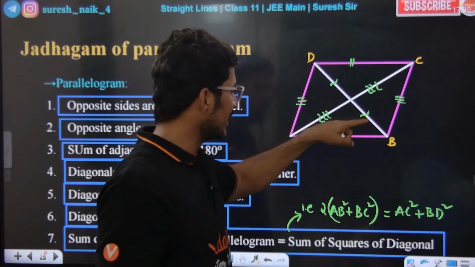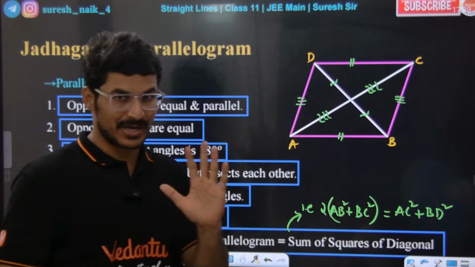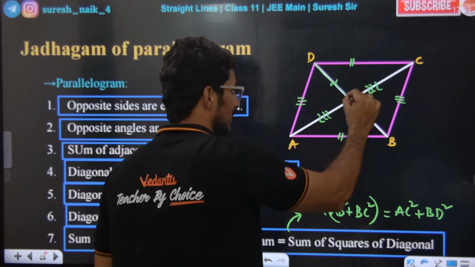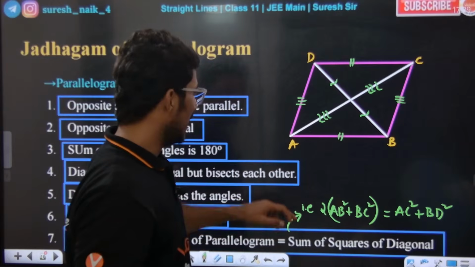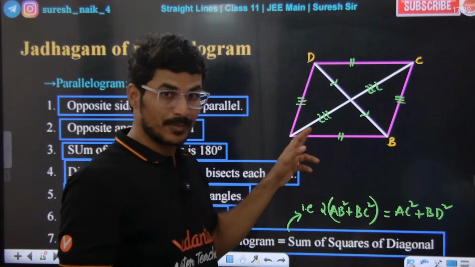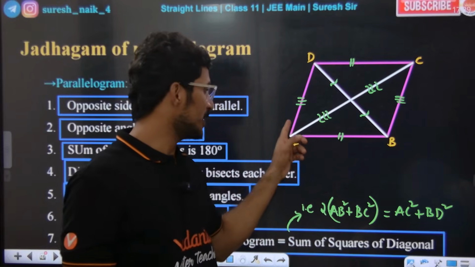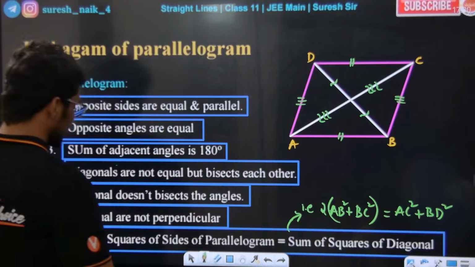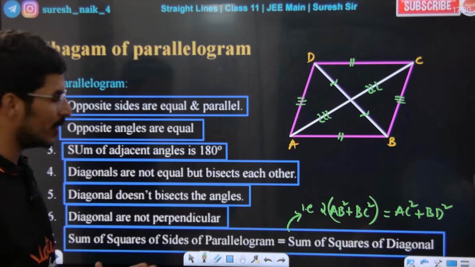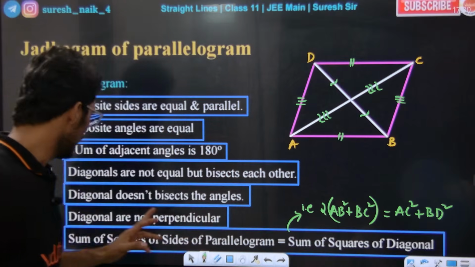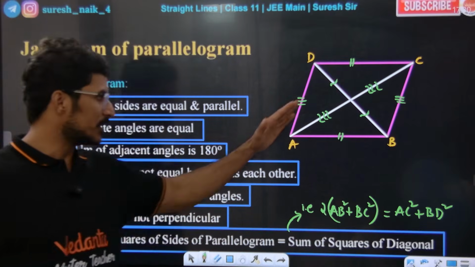See, they are not bisecting the angle. My bad, guys, I said it the wrong way. Listen, guys, these two sides will be equal, and this side and this side will be equal. But diagonals are not going to bisect at the vertices. So the angle between the diagonals will not be split into equal pieces. Diagonals are not equal, but they bisect each other. Diagonals are not perpendicular.